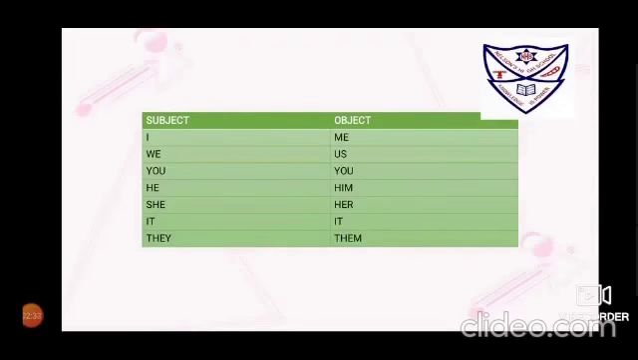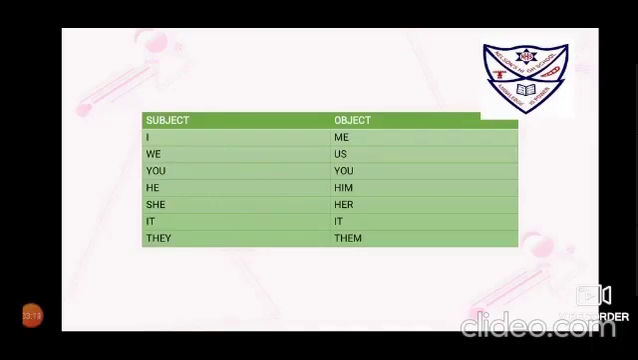Now, because we are dealing with those 2 terms, subject and object, very often, there is a pronoun table for this. I, as you know, first person singular; we, first person plural; you, second person singular and plural both; he, third person singular; she, third person singular; it, third person singular; they, third person plural. When I is used as a subject, when you change it to the object, it becomes me. I am reading a letter. The letter is being read by me.